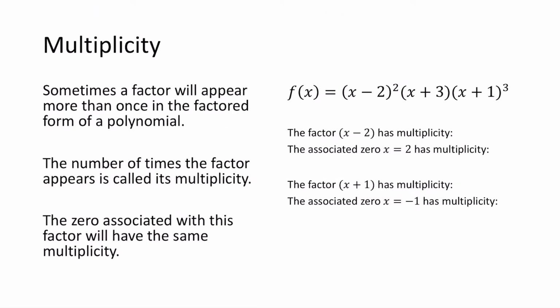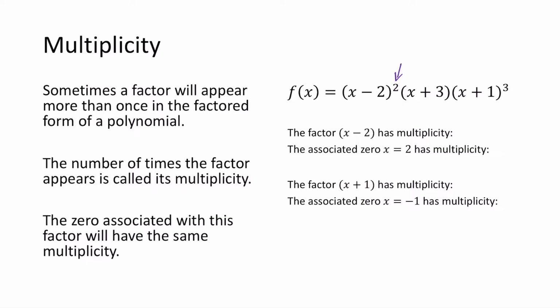So we also have this idea called multiplicity. Sometimes when we factor our polynomial, we'll see that a factor appears more than once in the factored form, right? If it appears more than once, it's going to have this exponent next to it. So the number of times the factor appears in the polynomial is called its multiplicity. The zero that is associated with this factor will have the same multiplicity.